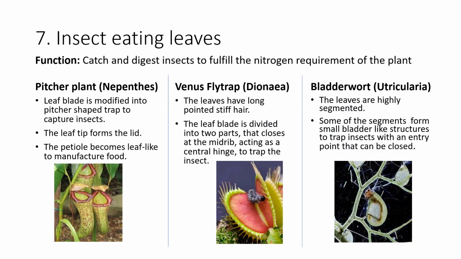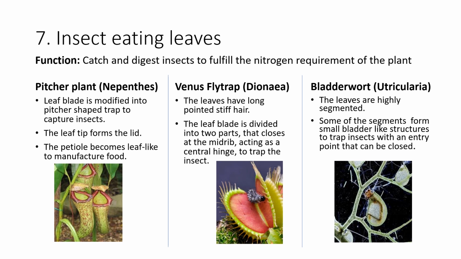The last one is insect-eating leaves. These plants usually grow in soil that lacks nitrogenous materials. So in order to meet their nitrogen requirement, the leaves of these plants get modified to trap and digest insects. Such plants are called insectivorous plants. Let us see how the structure of the leaf changes in the following plants.